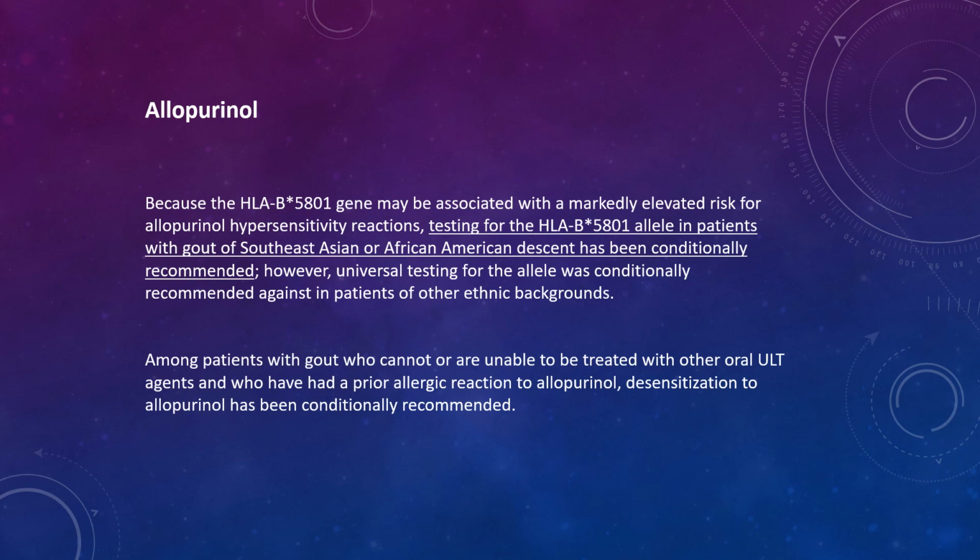I should add that with allopurinol, testing for the HLA-B*5801 gene should be done in patients of African American descent as well as Eastern Asian because they may be at a greater risk for skin reactions.